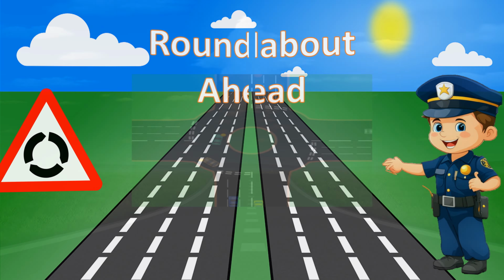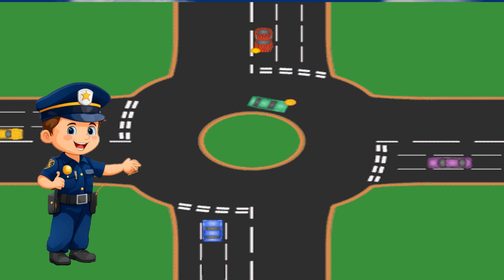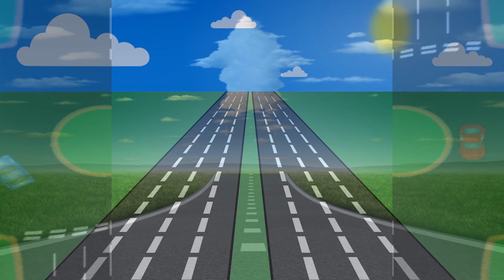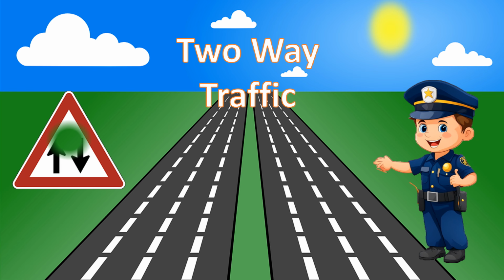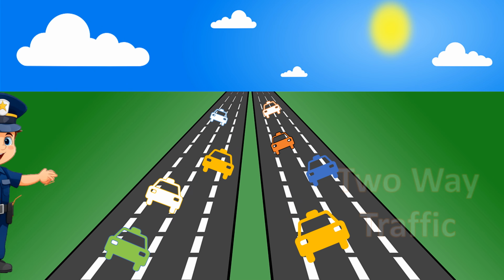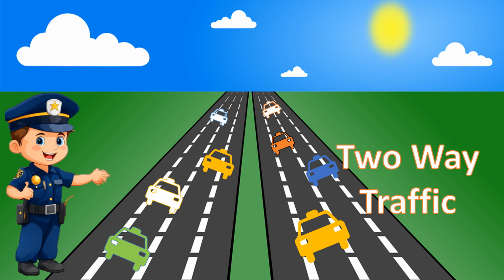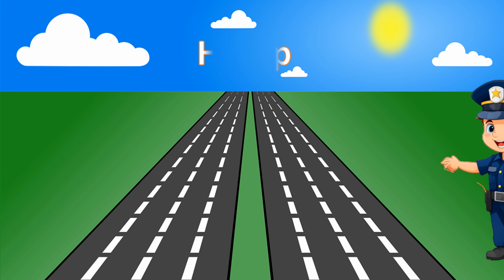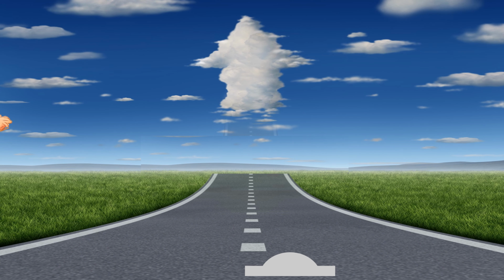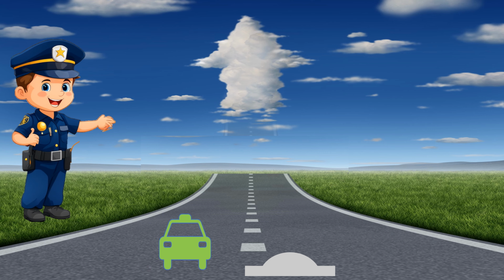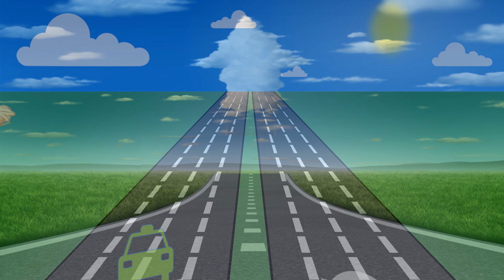Roundabout ahead, indicates that there is a roundabout ahead. Two-way traffic, traffic is able to move in both directions. Hump, drivers should reduce the speed to cross the hump comfortably.